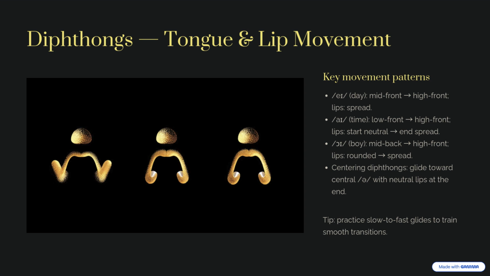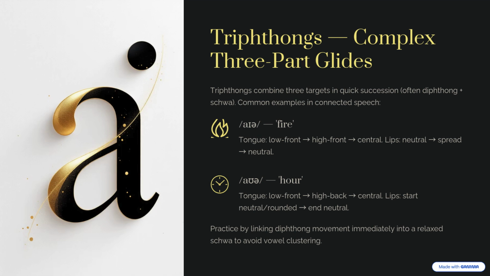Ah, in time. The tongue moves from low front to high front. Example sentence: time flies quickly. In boy. The tongue moves from mid-back to high front, while the lips move from rounded to spread. Example sentence: the boy is joyful. A good practice technique is to pronounce these sounds slowly at first, then gradually increase speed until the sound becomes natural.